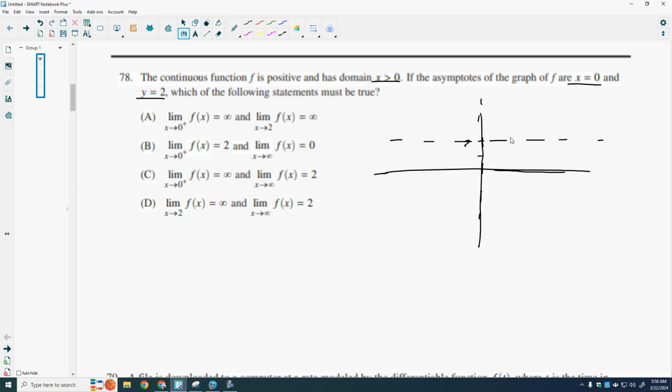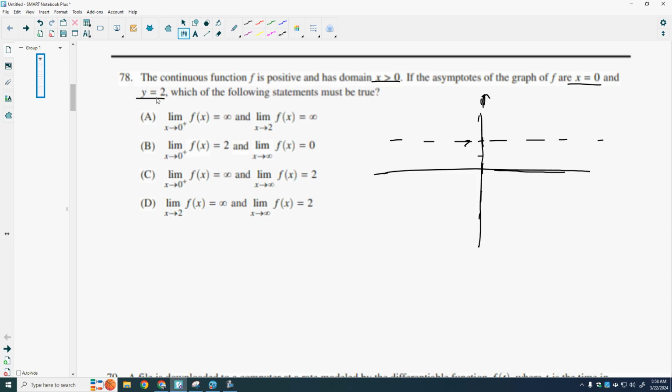As I come from the right, my graph will either go to positive infinity or it will go to negative infinity. For this graph, my function is strictly positive. It must be going that direction. Can't go down here because I can't go into negatives.